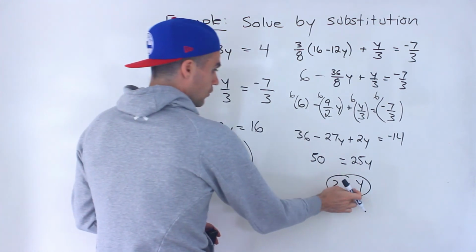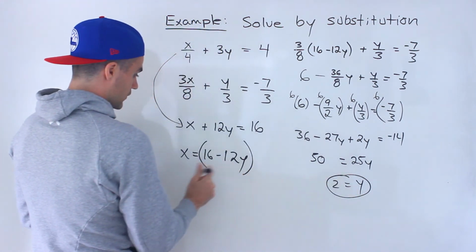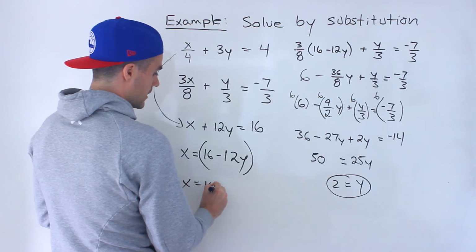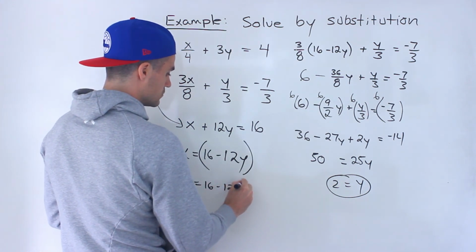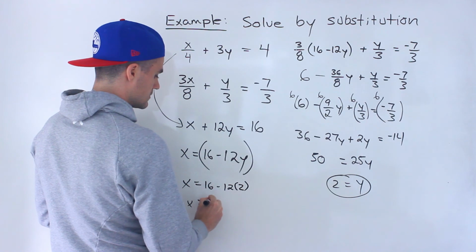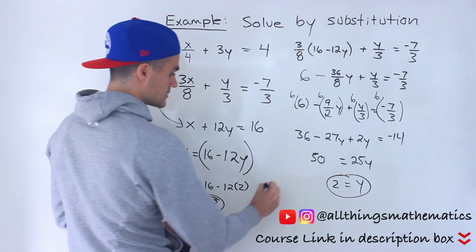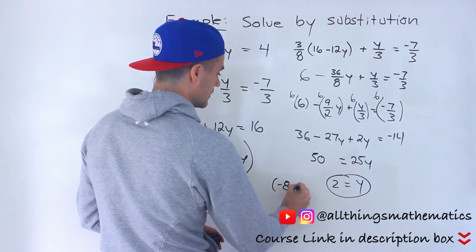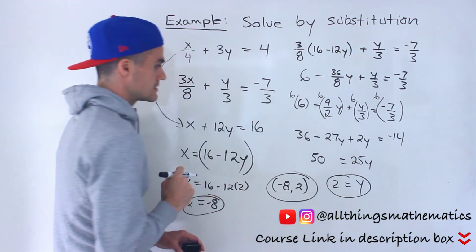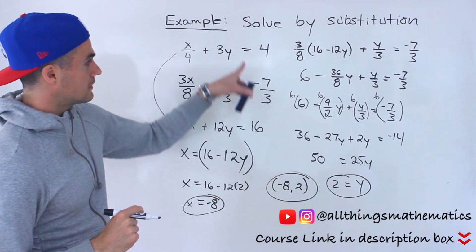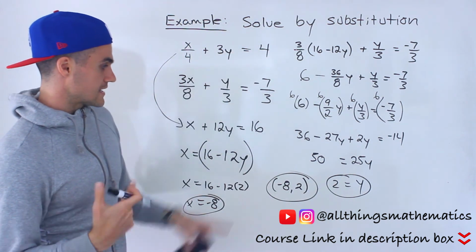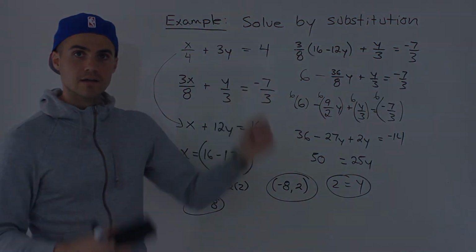And now that we know the y value, we could plug in 2 over here, so x would be 16 minus 12 times 2, which gives us negative 8. So we'd have negative 8 and 2. That is the solution. That's the coordinate at which both of these lines intersect, and we solved it by substitution.